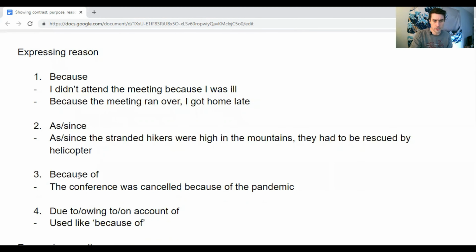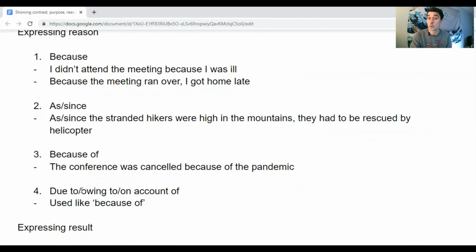I'm sure another one most of you know is because of. Now we use because of plus noun. And it's just a simple way to explain something. The conference was cancelled because of the pandemic. In 2020, lots of things were cancelled because of the pandemic. So the conference was cancelled because of something. But also we can use due to, owing to, on account of plus noun. So instead of because of, you could actually use one of these variants as well. Now these, of course, are a bit more formal and a bit more common in writing. So just try and use those when you can.